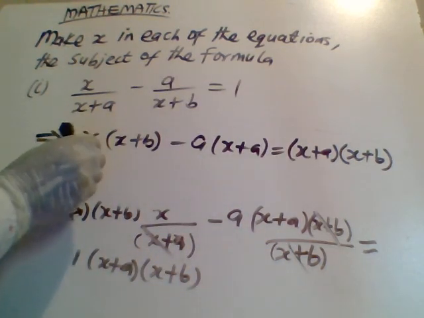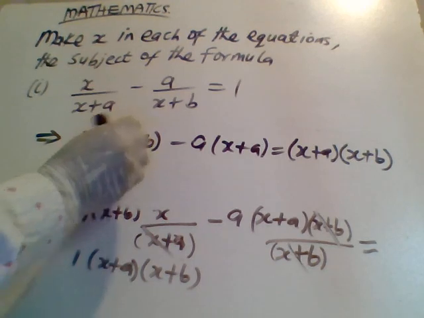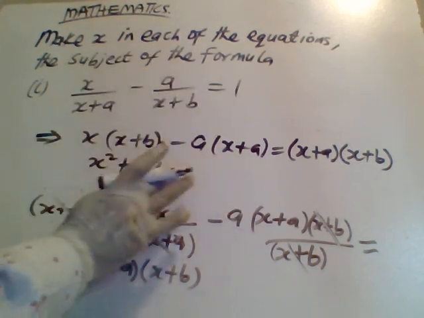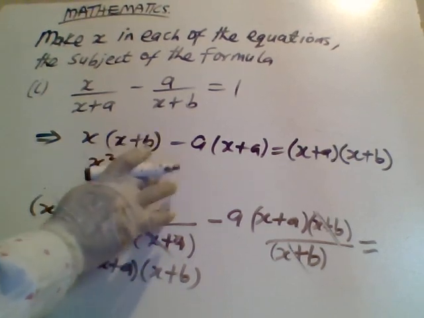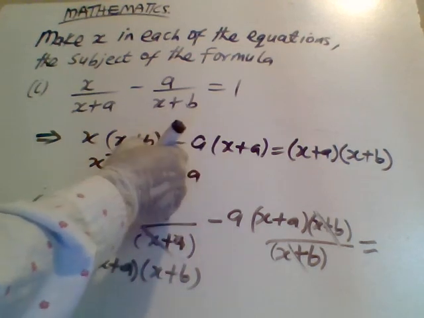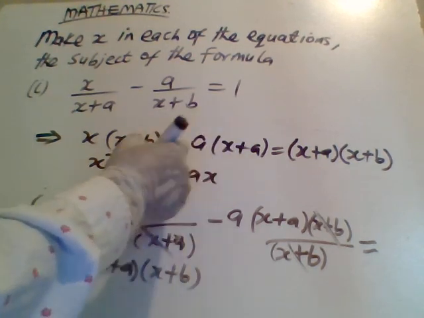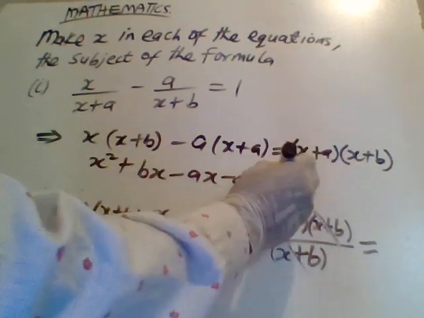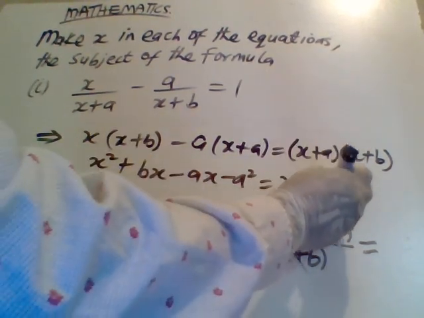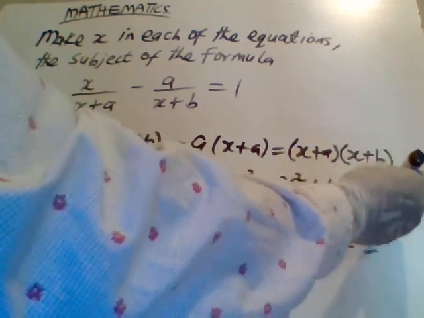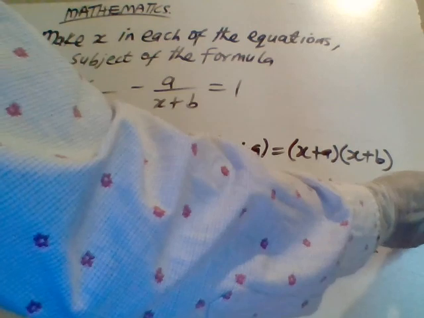s multiplied by s will give us s squared. s multiplied by b will give us sb, or I can say bx, whichever one. Multiplication is closed under the operation, so bx minus a times x will give us ax, minus a times a will give us minus a squared. On the right, s times s will give us s squared, s times b will give us bx, a times s will give us ax, and a times b will give us ab.